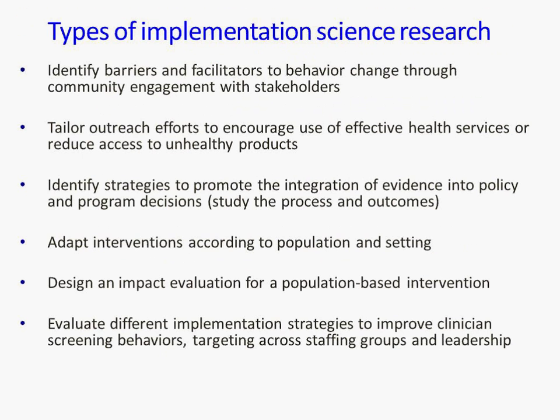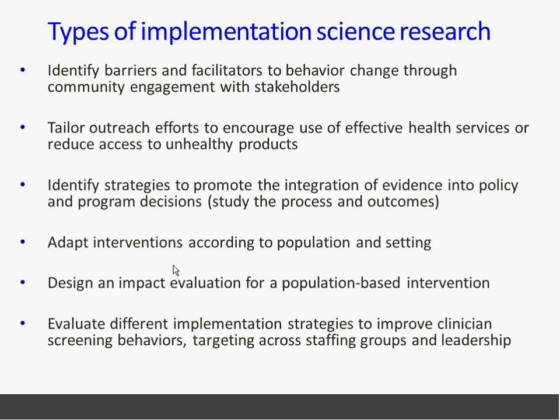Science research that we were thinking about that was pretty practical, and the examples that people were starting to do in their work were identifying barriers and facilitators to change, working with community management, reach efforts to use services more effectively or reduce access to unhealthy products, for example, foods and tobaccos and sugar-sweetened beverages are some that have been prominent here in the area. Identify strategies to promote integrating evidence into policy and program decisions, so working more with policy stakeholders.